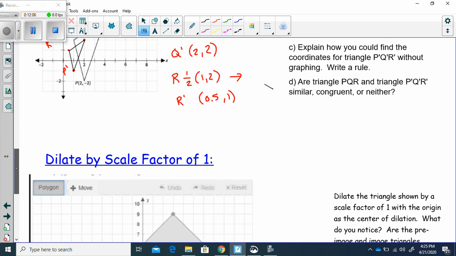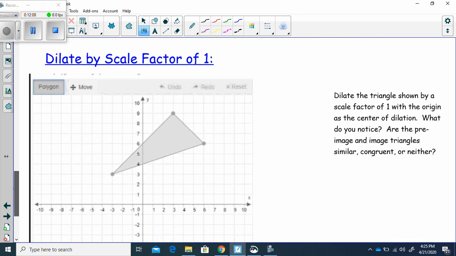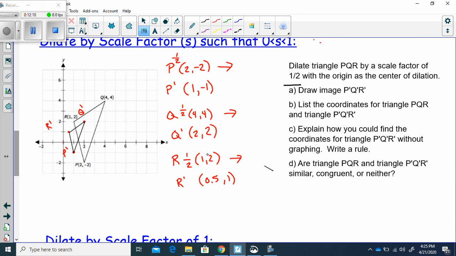Now, what if we dilate by a scale factor of 1? Oh, wait, it's going to ask us, was our triangle similar, congruent, or neither? It's similar. It's not congruent. They're not the same size. They are proportional. Their sides are proportional. So this would be similar. Anytime you have a dilation, you create similar figures.